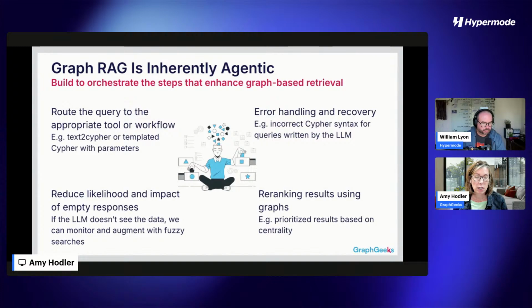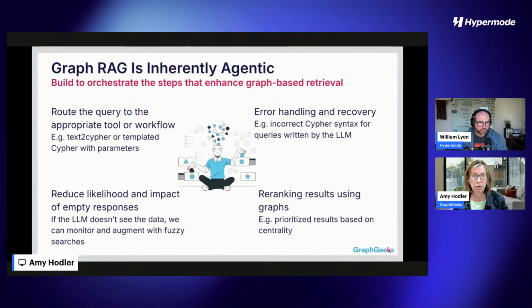Error handling and recovery. So, for example, if you have incorrect Cypher, I'm sure that never happens, for a query that's written by LLMs, you can actually use some agentic workflows to try to correct some of your queries. And then I also think that you can use graphs towards the end to re-rank results. And there's some interesting work in memory, graphs as memory as well, that uses graphs to also re-rank results, which I think is really interesting.